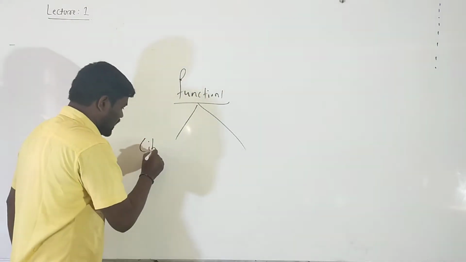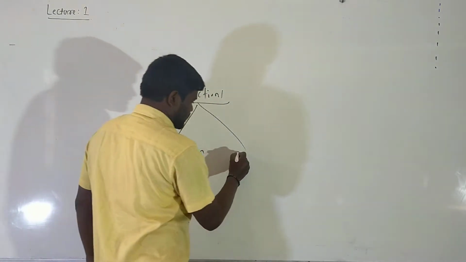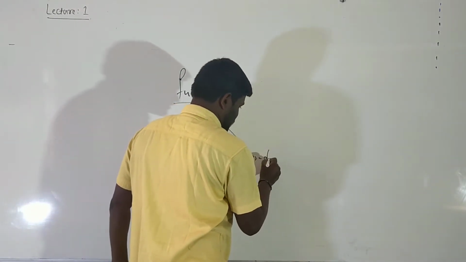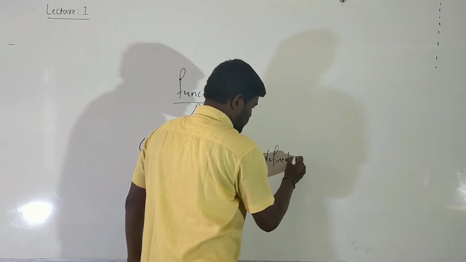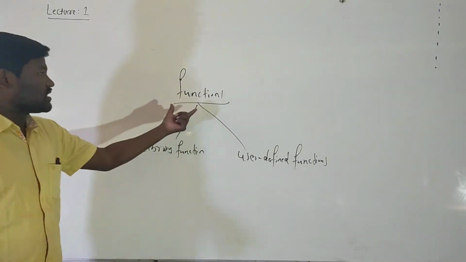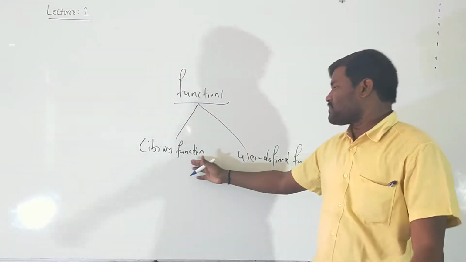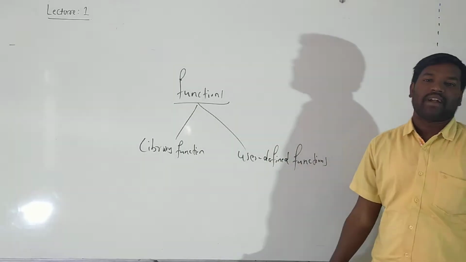The first one is library function. The second one is user defined function. In general, we call it a function. That function is divided into two types: the first one is library function and the second one is user defined function.